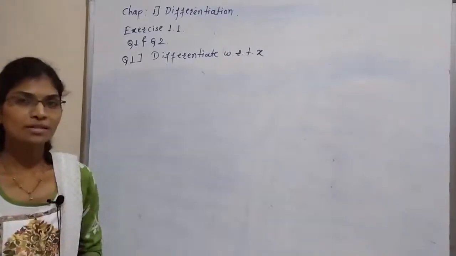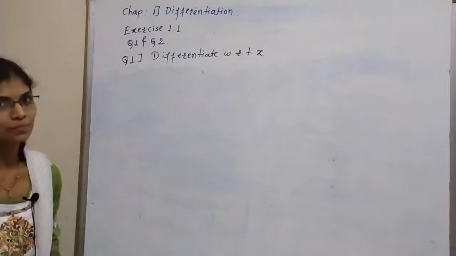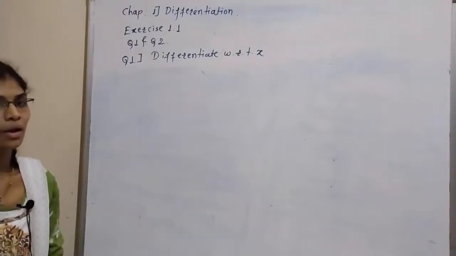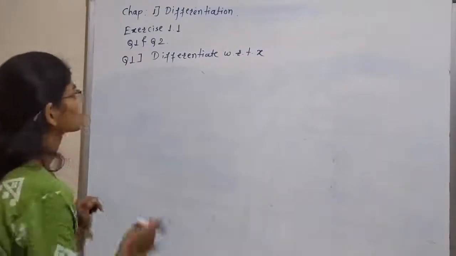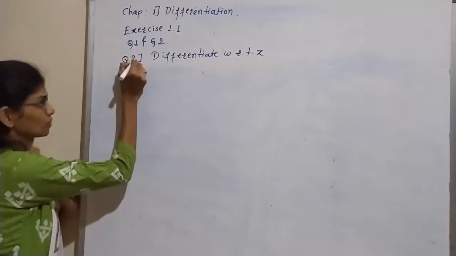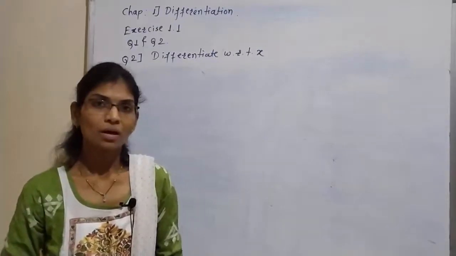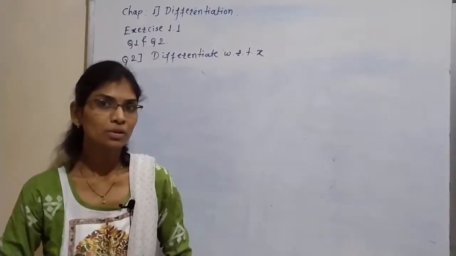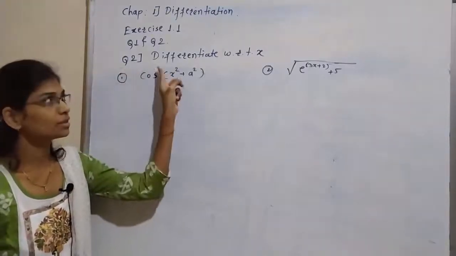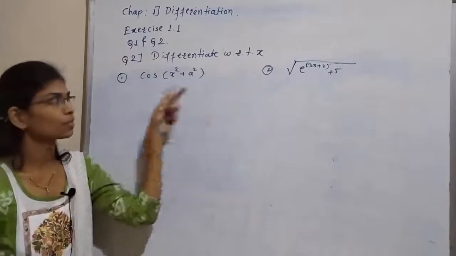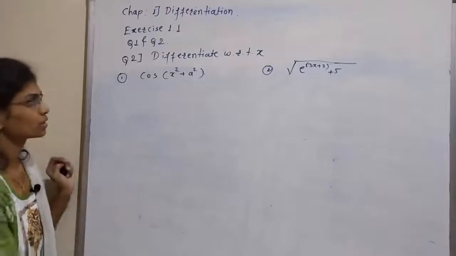In question first, there are 6 sub-questions. Out of these, 5 have been solved here. Now we are going to start question second, which depends upon the derivative of a composite function. Question second is: differentiate with respect to x. The first example is cos of (x² plus a²).